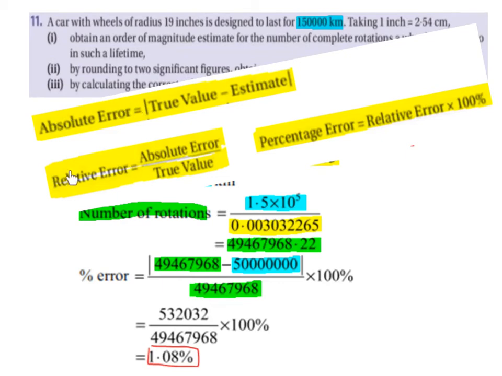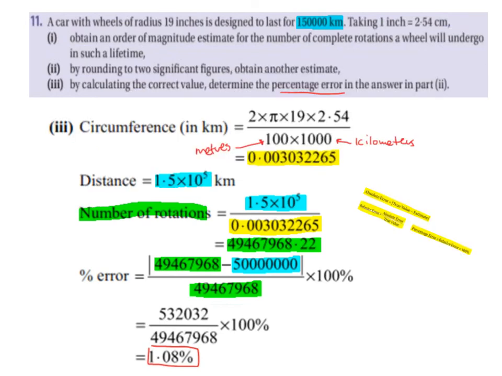Now to get the relative error, it's the absolute error over the true value. And then to get the percentage error, we just have to multiply that relative error by 100%. And we get 1.08%. So the percentage error is 1.08%.